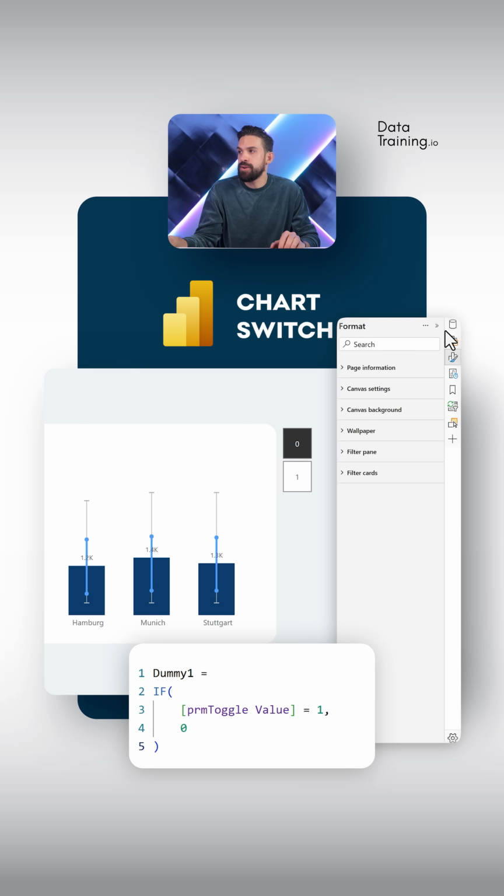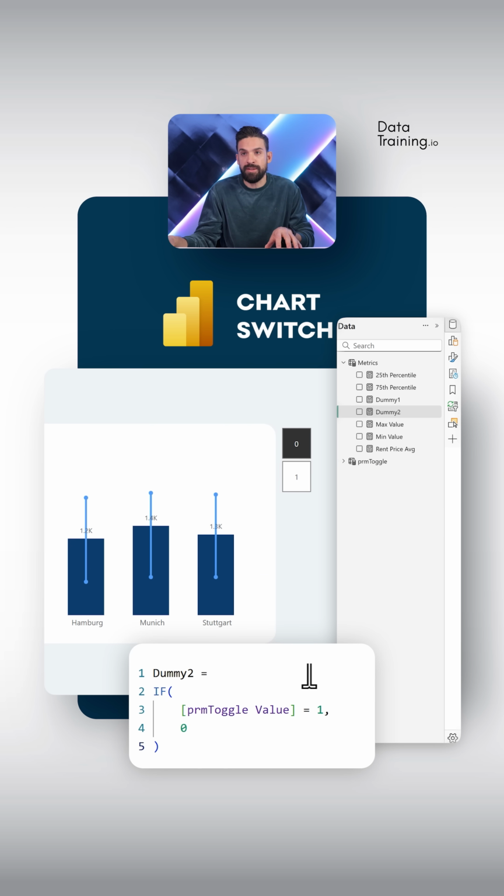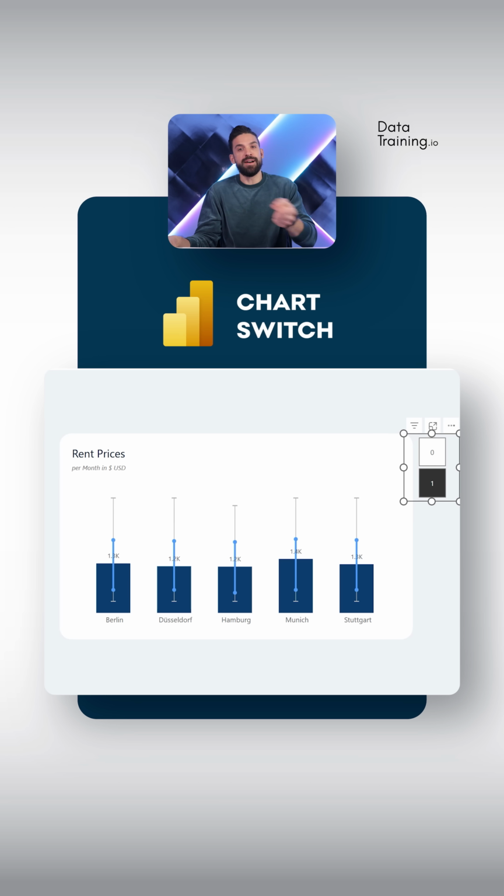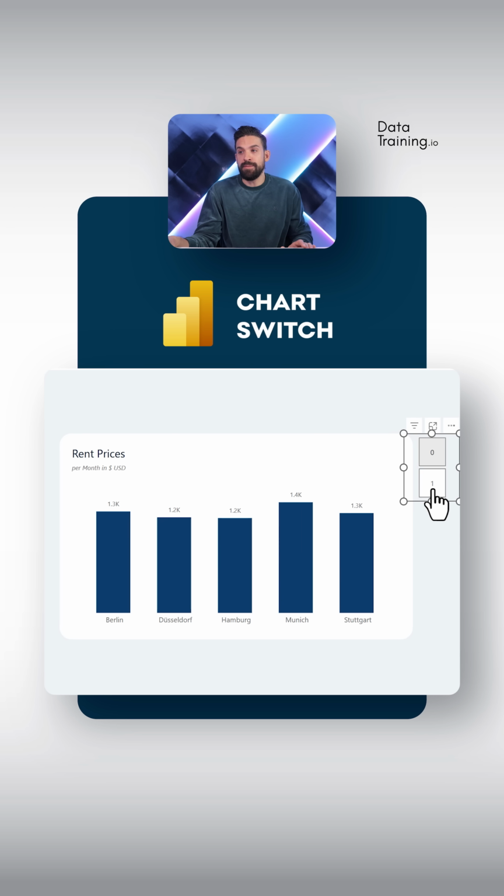So if we now go here back to the data pane, select dummy one. Now the same thing we can do also for dummy two. And when I click on one, then we have our error bars back. Okay, now what about the main columns that are visible? Well, there we need to do the same.